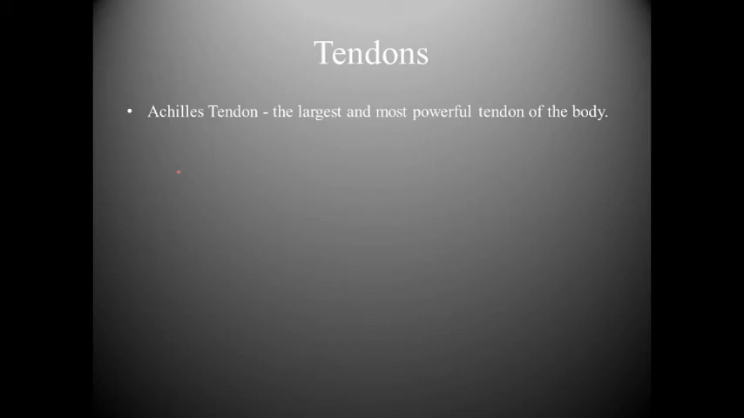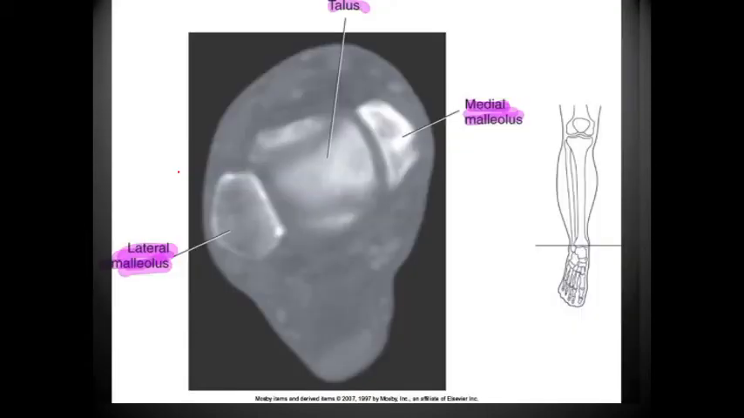The only tendon we're going to be talking about here is the Achilles tendon, which is the largest and most powerful tendon in the body. If you injure your Achilles tendon, it's very painful and it really affects the range of motion that you have.